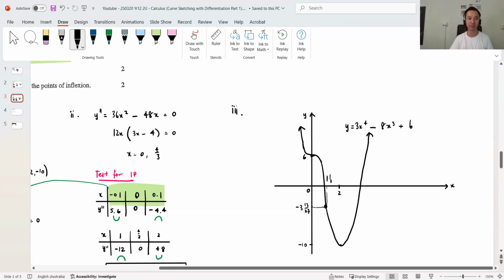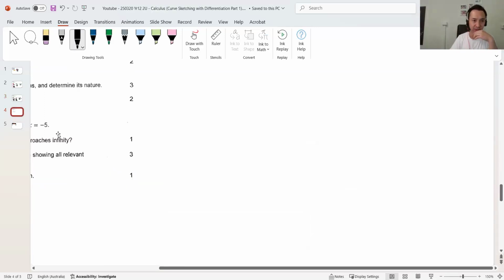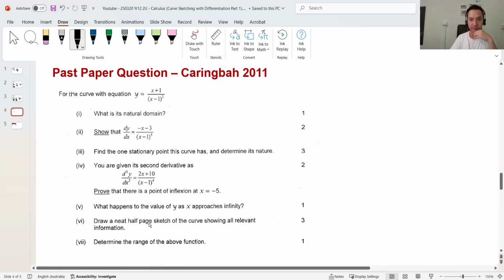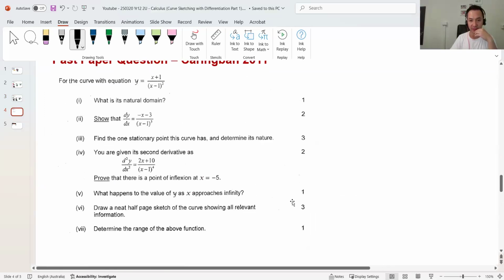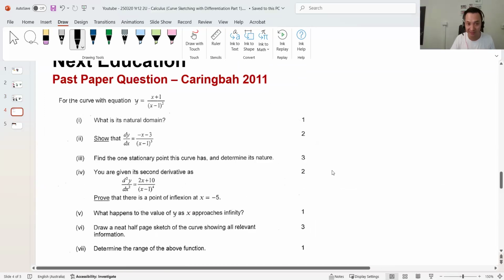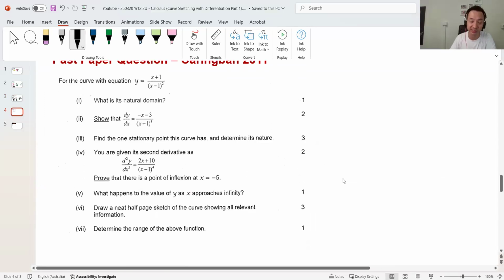Now, the next question is from Karimba. Let's see how many marks there are. There's quite a lot of marks, I think. Let's count them. 3, 5, 10, 13 marks, right? 13 marks in a tuna paper. My God, if you couldn't do this question, it's not looking good, yeah? And how many parts? There's 7 parts. All right, let's do this.